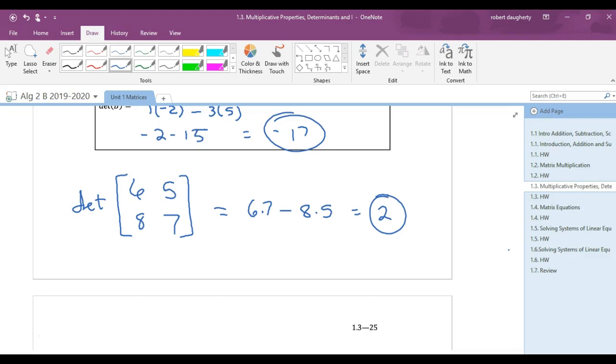It gets harder with a 3 by 3. We will not make you do a 3 by 3 by hand. That's something we're going to use the calculator for. So the only ones you're going to learn by hand are just the determinants of 2 by 2 matrices.